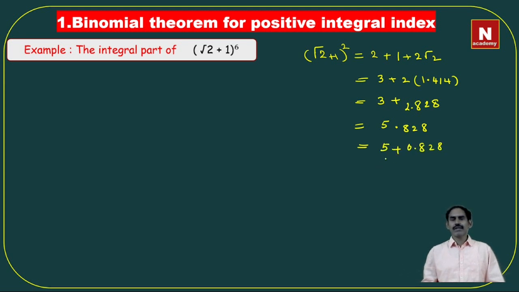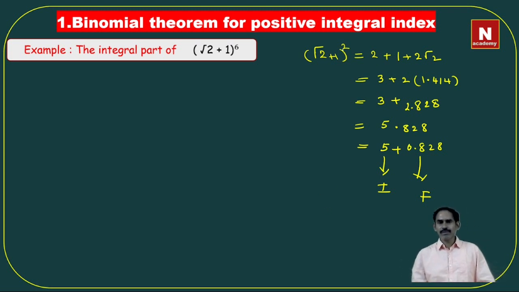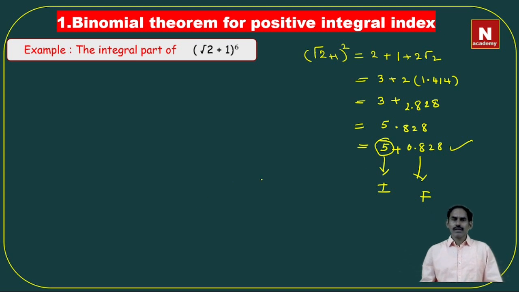That means this can be expressed as 5 plus 0.828. Here this part is known as the integral part, and this part is called the fractional part. So in this small example, the integral part of this expansion is 5. The integral part of the (root 2 plus 1) whole square expansion is 5. This is the answer for this question. This is the fractional part.